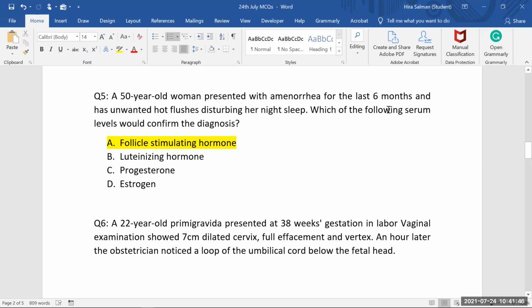If the patient is still having amenorrhea for 6 months, in order to confirm the diagnosis of menopause, the patient should have amenorrhea for at least 12 months. But it's okay. If FSH level is high and she has had 6 months, at least we can counsel her that now you are actually entering into a phase of menopause.